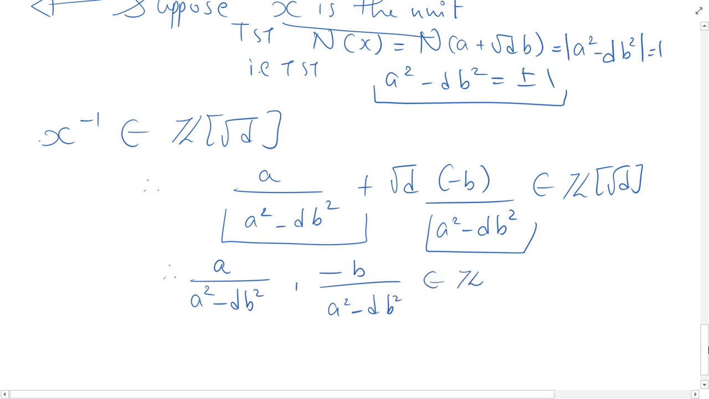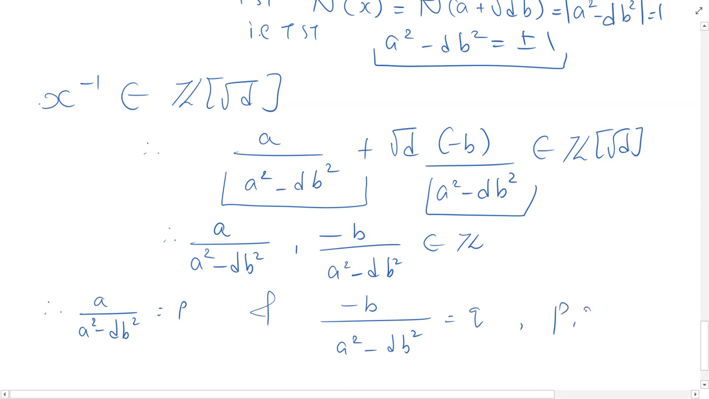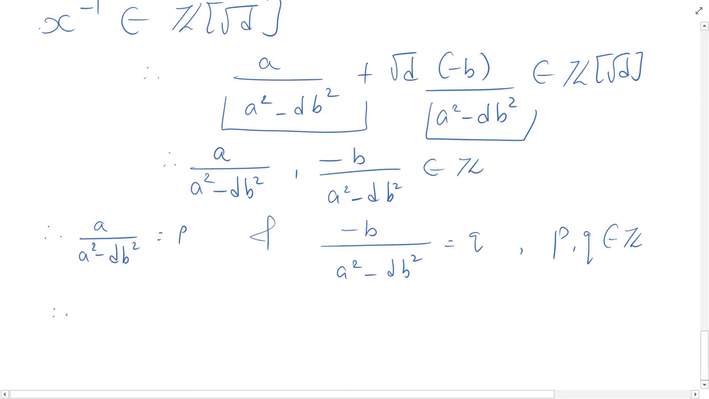So I consider some names. Let a by a squared minus d b squared be equal to p, and minus b by a squared minus d b squared be equal to q, where p and q are what? I know they are integers, so I just give them the names p and q. Okay. From this I can write my a as p times a squared minus d b squared, and I can write my b as minus q times a squared minus d b squared.